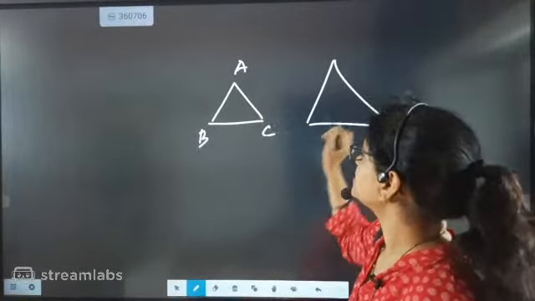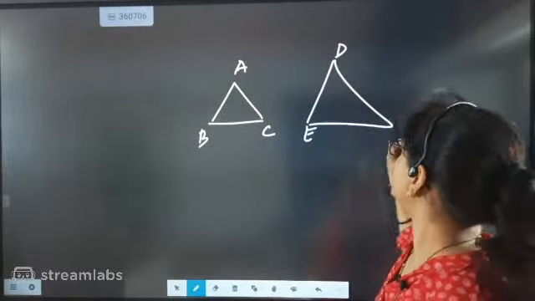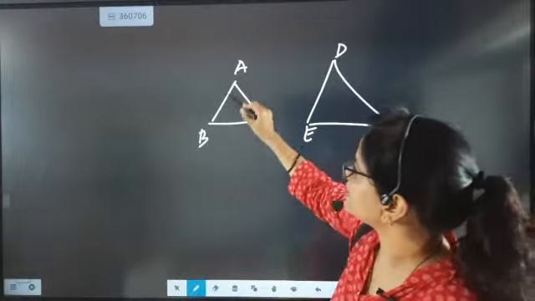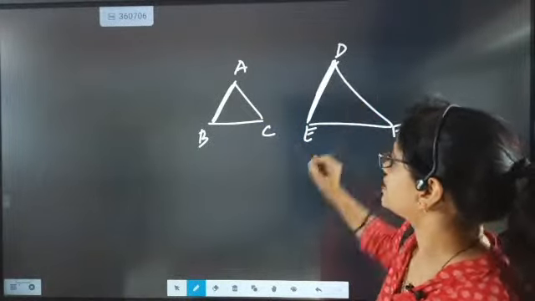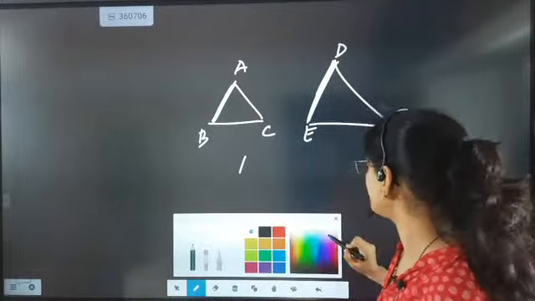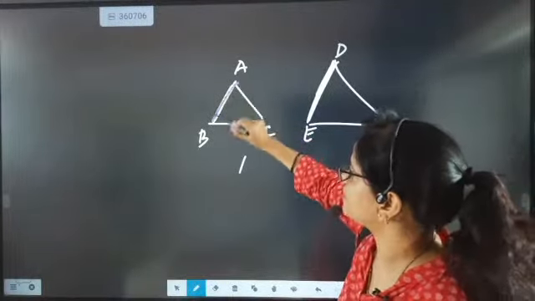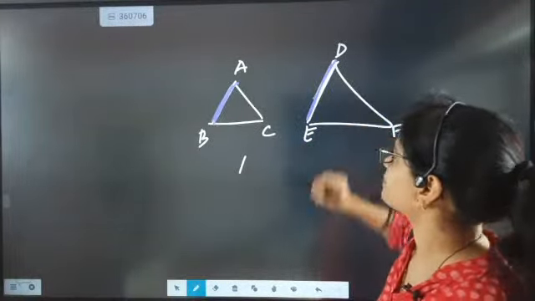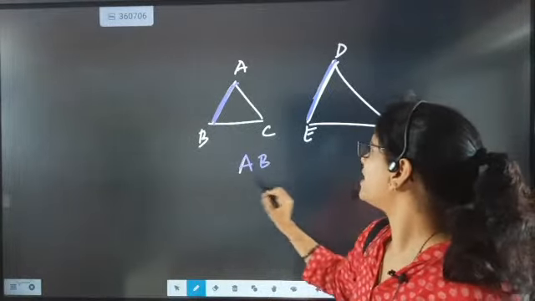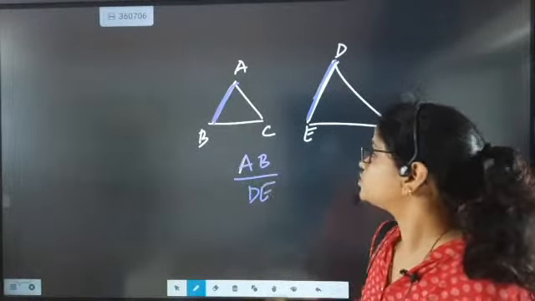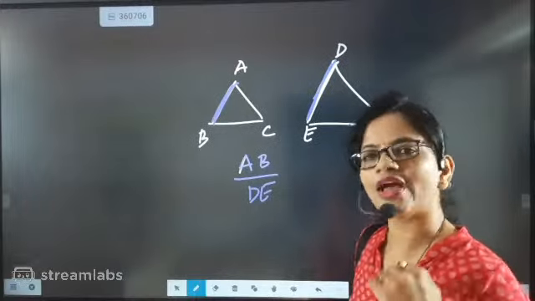A, B, C, D, E, F. That means if somebody tells you this side is proportional to this side, that means beta, simple concept, we will draw, we will color, we will learn. So here we will only play. Okay, so side AB, so AB by DE. AB by DE means their ratio has to be the same.